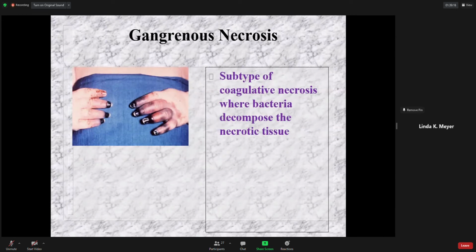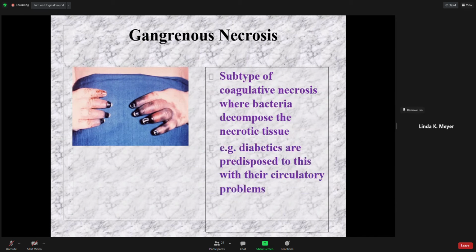Not on your sheet there. I just wanted to mention there is a subtype of coagulative necrosis. If you would write this in, please. And what happens here is coagulative necrosis occurs, but bacteria decompose the necrotic tissue.